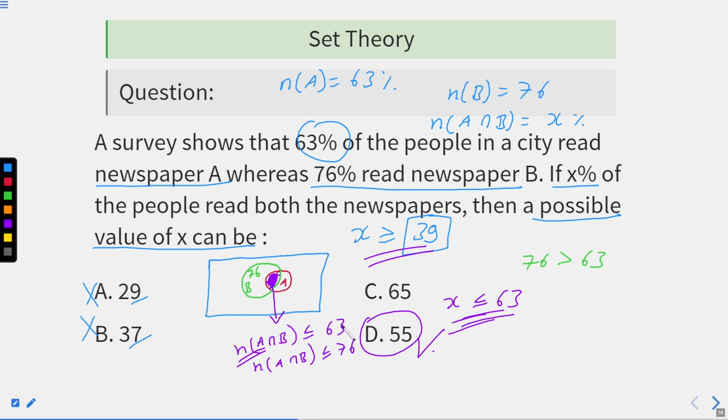Okay, easy question. Let's move on to the next question. It will be the last question. Let's see what the question says.